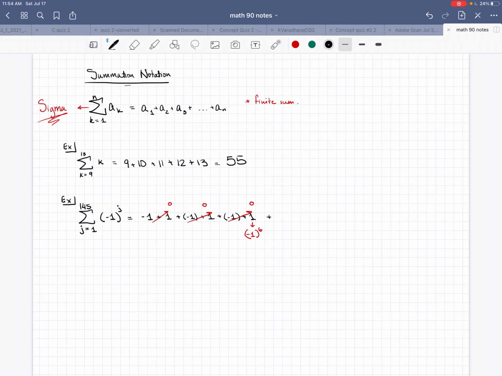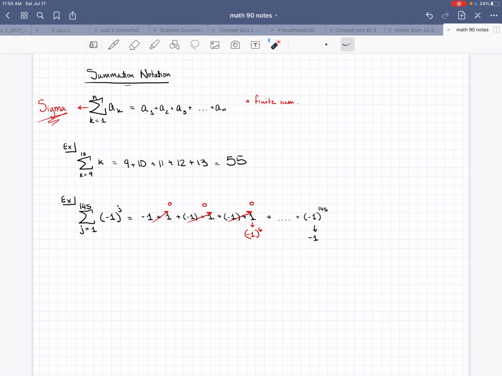So let's fast forward, and we get to negative 1 to the power 145. Well, 145 is odd, so negative 1 to the 145th power is negative 1. If we kept going, the 146th term would be positive 1, and it would have reduced with this, and we would have been back to 0.